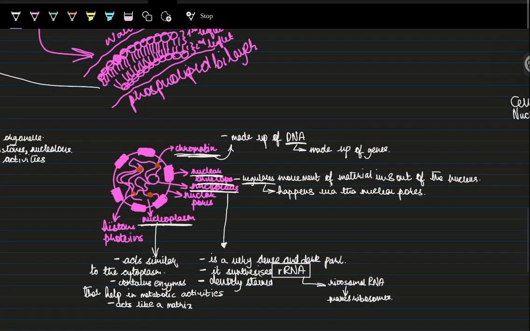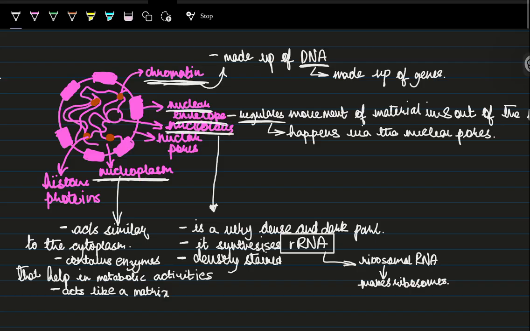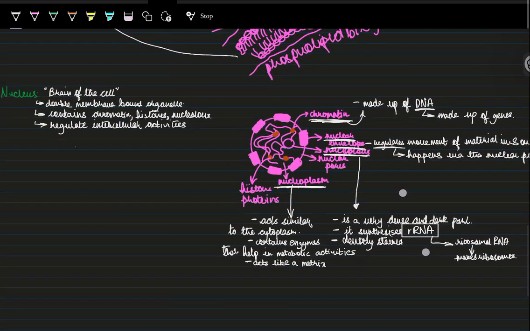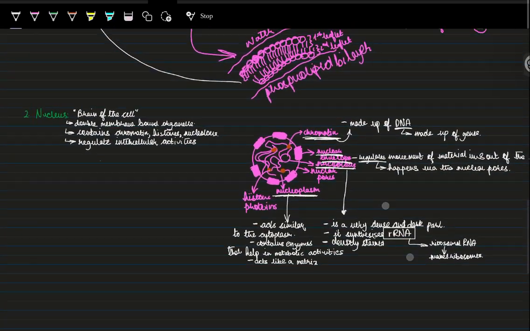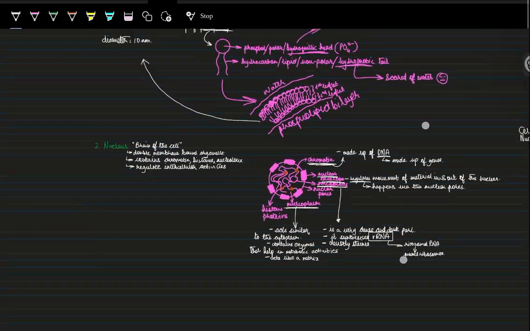So the nucleolus is a very dense and dark and highly stained structure. It synthesizes rRNA. rRNA is nothing but ribosomal RNA. Ribosomal RNA helps make ribosomes.